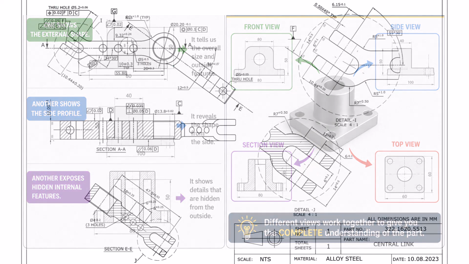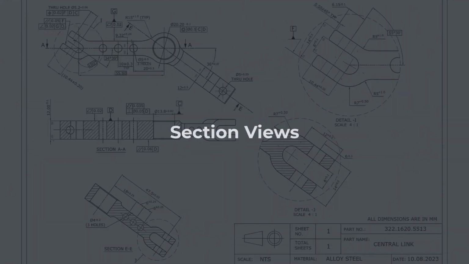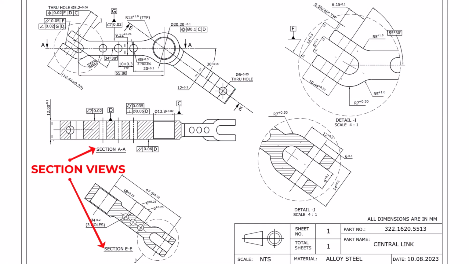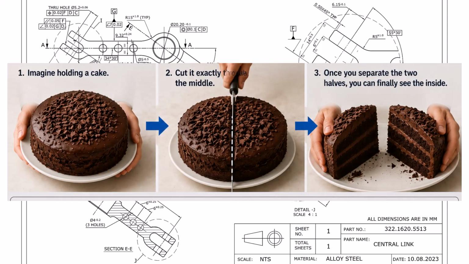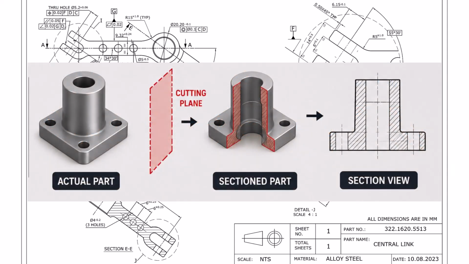Now let's move to one of the most powerful tools in engineering drawing, the section view. When students first see a section view, many think it's another component. It isn't. It's the same component viewed differently. Imagine holding a cake. Now imagine cutting it exactly through the middle with a knife. Once you separate the two halves, you can finally see the inside. That's exactly what a section view represents.